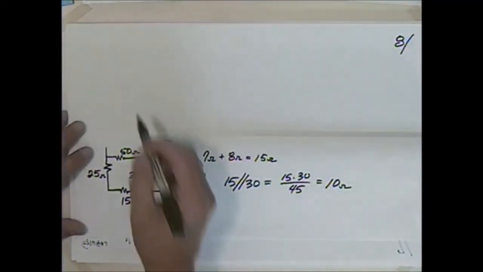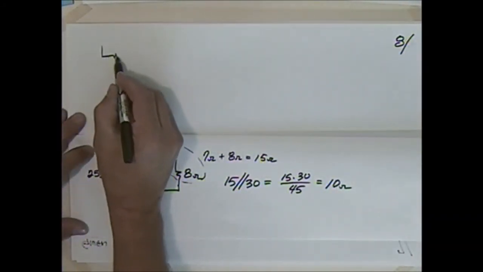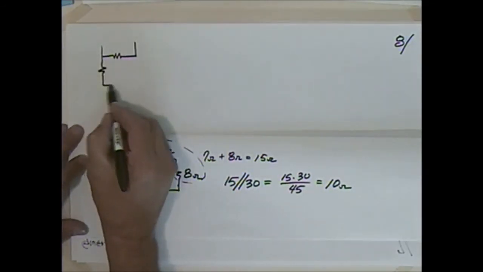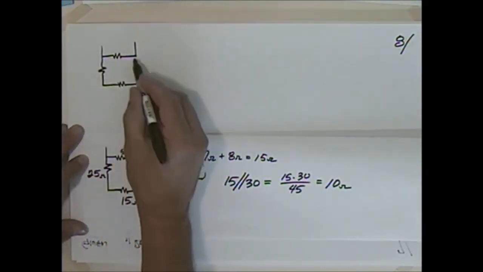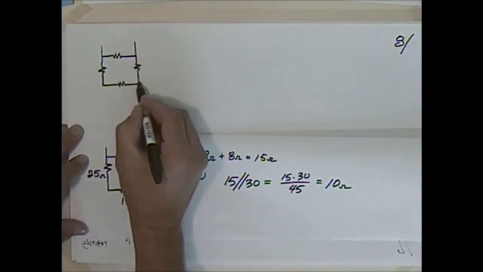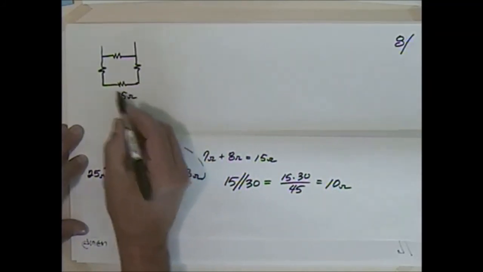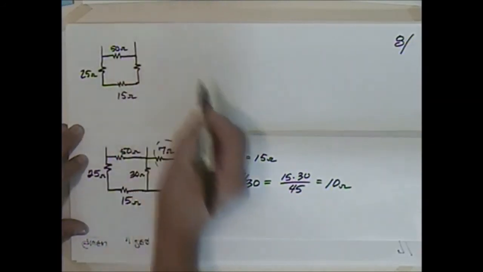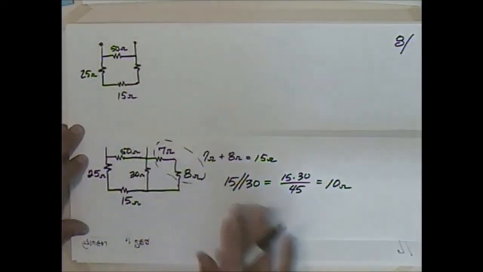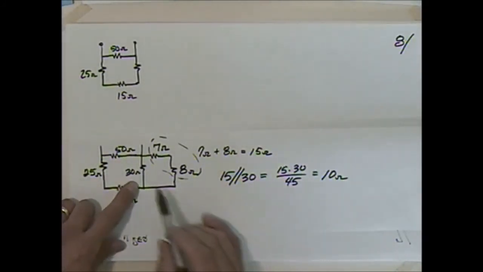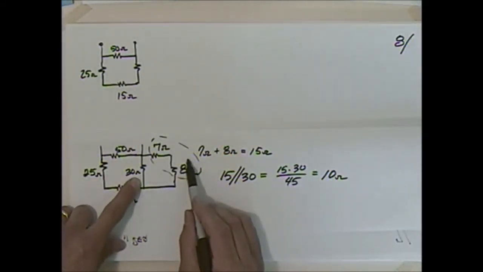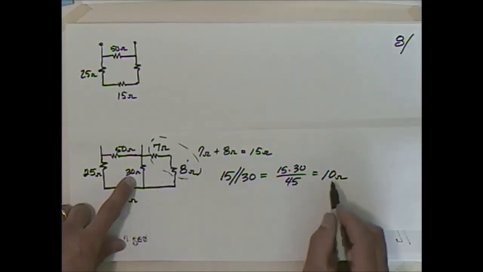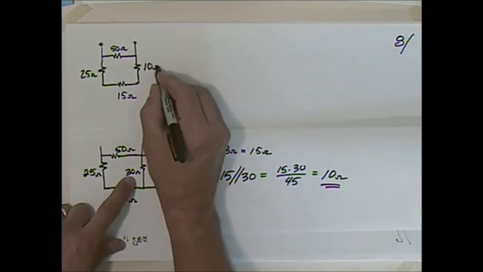What am I going to have? I'm going to have, still have this 25 here. So 15 ohms, 25 ohms, 50 ohms. I'm looking into those two terminals there, and when I figured out that this was 15 and that was 30, when I put those in parallel, I came up with 10. So this is 10 ohms, isn't it?